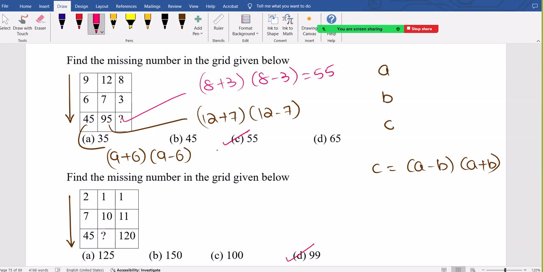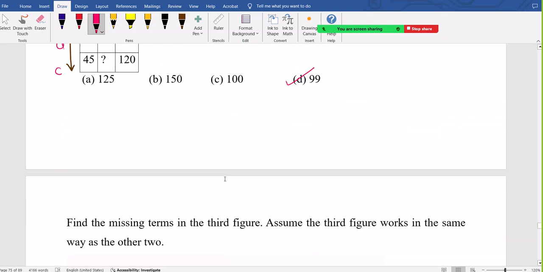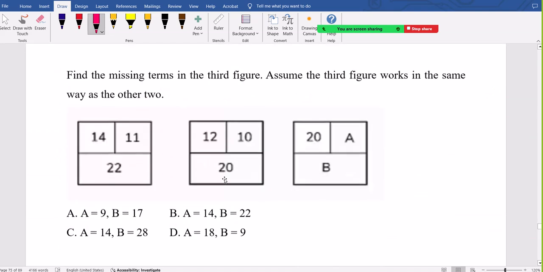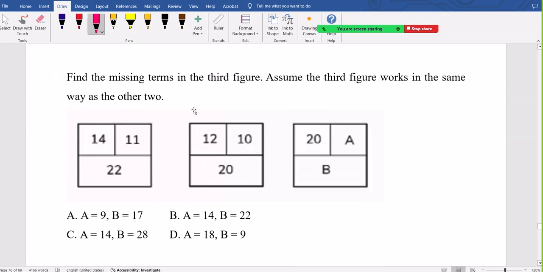Yeah, this is B now. This is BAC, like that we have to consider the same logic. A minus B into A plus B. This is a bit bigger one. Second row is bigger. Very easy question this is.